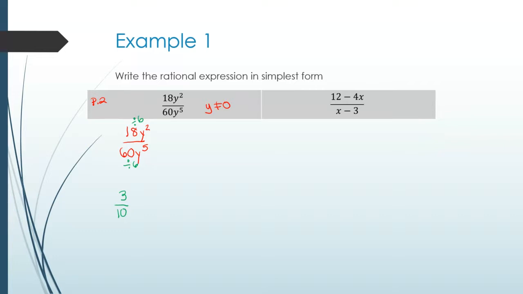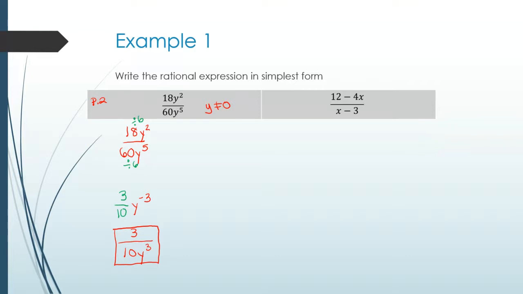Now for the variables, when we have an exponential expression, you subtract the exponents, top minus bottom: 2 minus 5. So there's going to be y to the 2 minus 5, which is negative 3. And if I have a negative exponent, I need to get rid of that negative exponent by taking the reciprocal, and that will put it in the denominator. And we end up with 3 over 10y to the 3rd. So that's the simplest form. That's basically just a review of P.2.